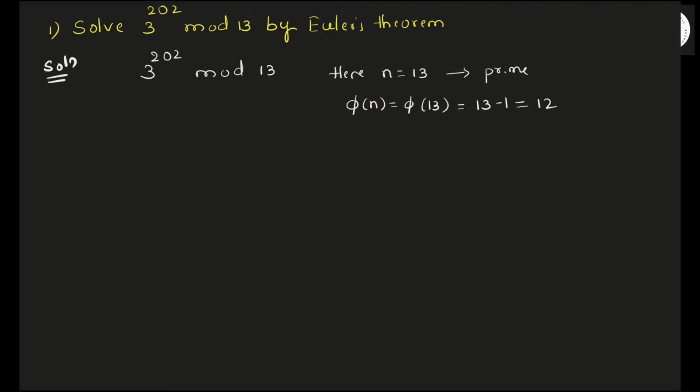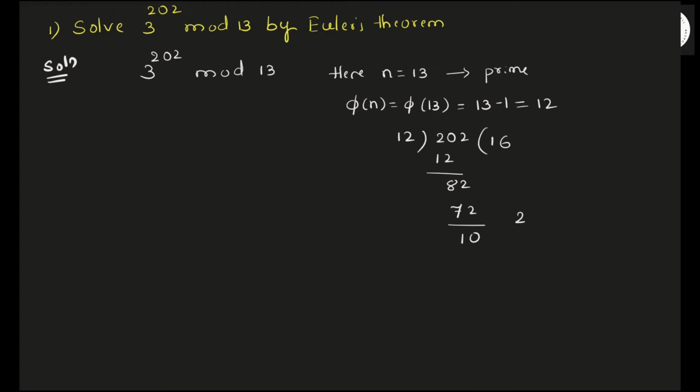Now use this 12 and divide your power. The power is 202, so we need to express this 202 in terms of 12. We have used a property of the quotient number, and now we are using Euclid's algorithm. 12 into 1 is 12, 12 into 6 is 72, then 10 is the remainder.